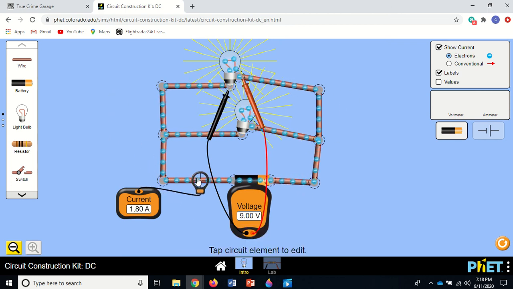Coming out of the battery, we have 1.8 amps. Going into this one, we have 0.9 amps. Going into this one, we have 0.9 amps. So the current splits right here. Half of it goes through this 10 ohm resistor, and the other half goes through this 10 ohm resistor. It recombines over here. Let's make sure. Yes, 1.8 amps going back into the battery.